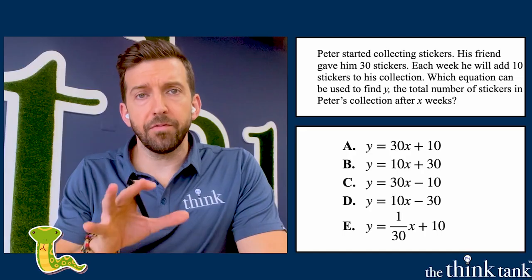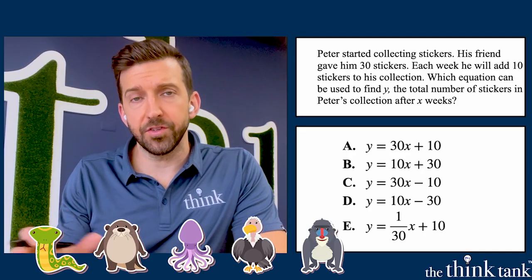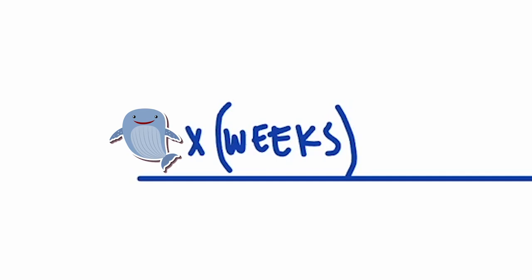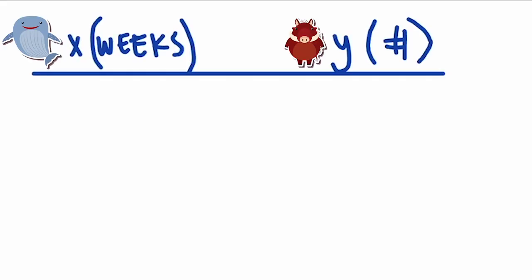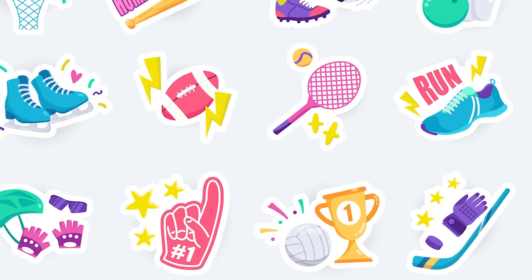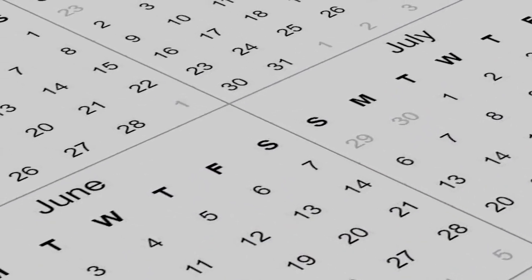Let's go. All right, I think a helpful way to think about this problem is to make an XY table with real example numbers that we can test and figure out how many stickers Peter is going to have after that number of weeks. Let me walk you through what I mean.